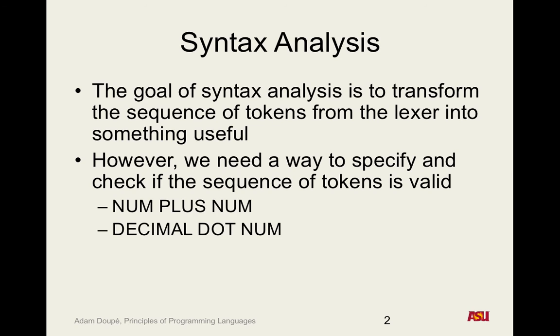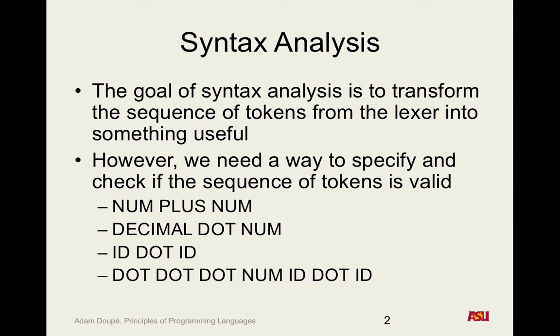What about decimal dot num? It's really weird. Unless you had whitespace in here, this would be very weird. Assuming we have whitespace between our tokens, this doesn't really make sense. What does it mean to have a decimal dot a number? ID dot ID, does this make sense? Maybe, in an object-oriented language, or with structs, where we have some identifier dot another identifier. What about this?